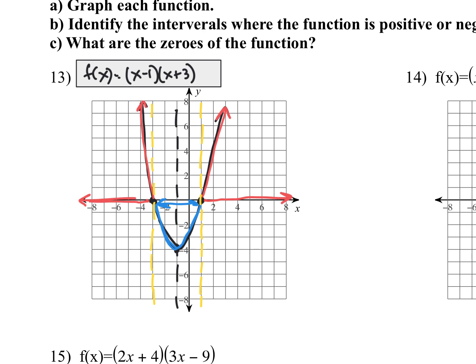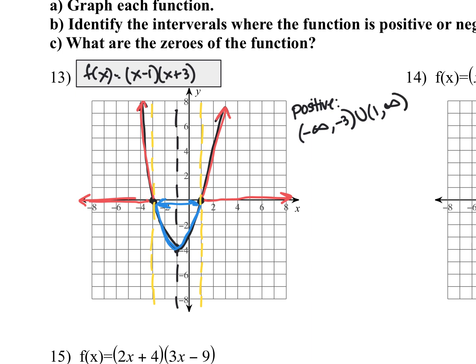If I were going to write the interval where it is positive, I could use interval notation, and that would be, I'm going to start all the way at negative infinity and go up to -3, and then I'm going to start at 1 and go all the way to infinity. So for positive, I'm going to say from negative infinity up to -3, as well as from 1 to infinity, and that would be my interval notation.